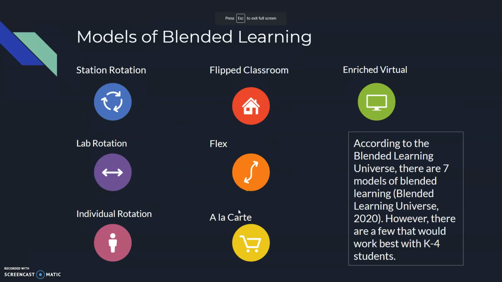So, the models of blended learning. There are several models of blended learning, but I thought that this encompassed the most important ones. According to the Blended Learning Universe, there are 7 models: station rotation, flipped classroom, enriched virtual, lab rotation, flex, individual rotation, and a la carte. You can use these all in your classrooms, but there are just a few that make more sense in primary education, like K through 4.